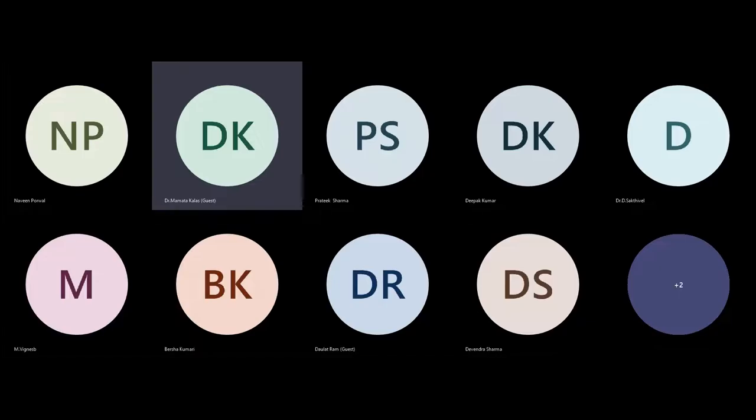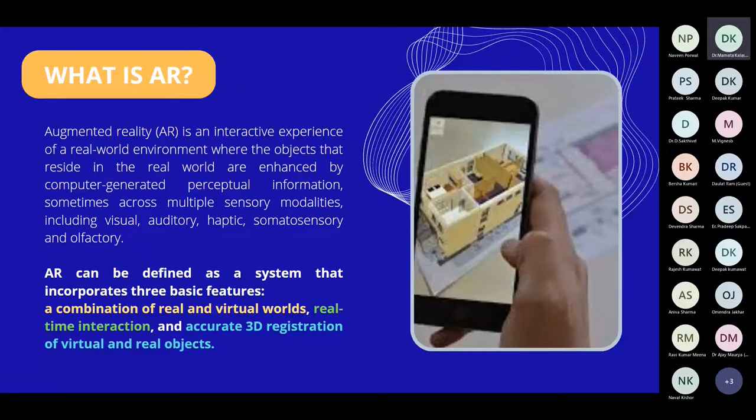And environment. For example, mainly in gaming, we are using VR applications. If you consider augmented reality, this augmented reality is an interactive experience of a real world environment, whereas the objects that reside in the real world are enhanced by computer generated perceptual information. It is defined as a system that incorporates three basic features: it is a combination of real and virtual worlds, real-time interaction, and accurate 3D registration of the virtual and real objects.